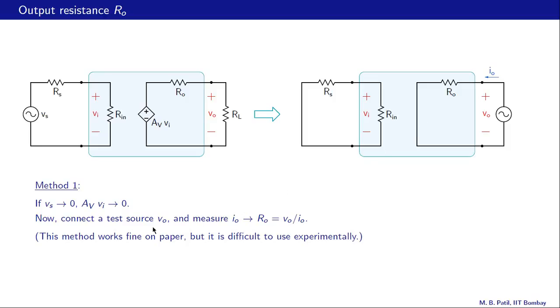And now we connect a test source VO as shown here and measure this current IO. And now obviously VO divided by IO will give us RO. So this method works well on paper. If we know the circuit of a given amplifier, we can look at it, we can use this method. But it's difficult to use it experimentally. And that brings us to the second method, seen in the next slide.